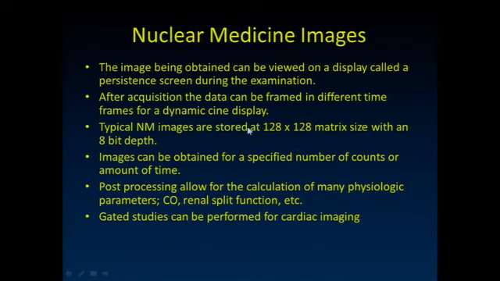Nuclear medicine images are typically much lower resolution, maybe a 128 by 128 matrix, quite a bit lower than we had in CT, and certainly much lower than in plain film imaging. Usually we acquire them for a specified number of counts or a specified amount of time. And we can do a lot of post-processing since we save that temporal information. We've got that time information as well, so we can calculate ejection fraction, cardiac output, a renal split function, all those kinds of things, really imaging that physiology.